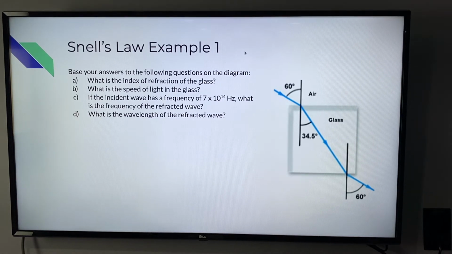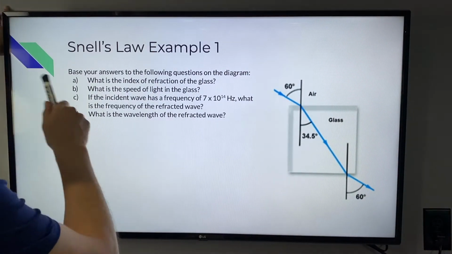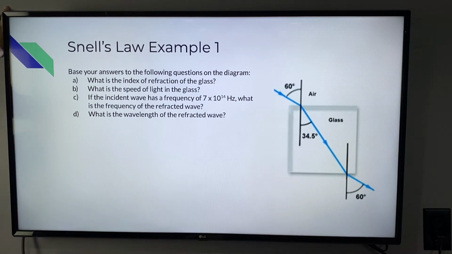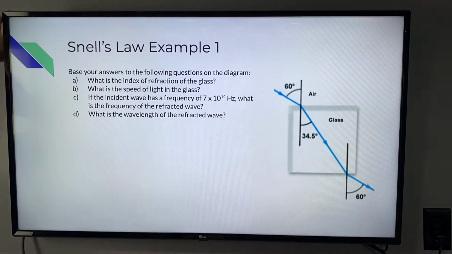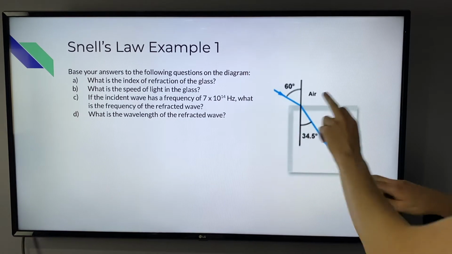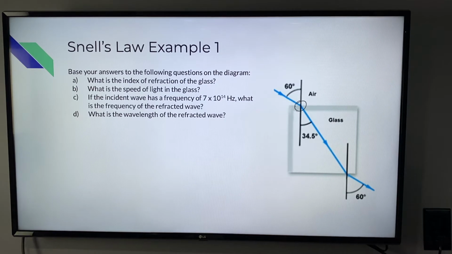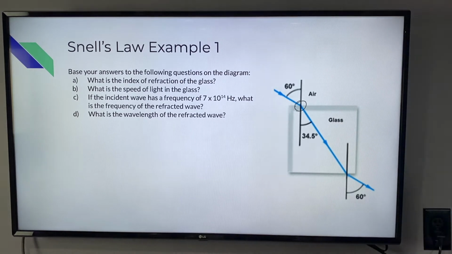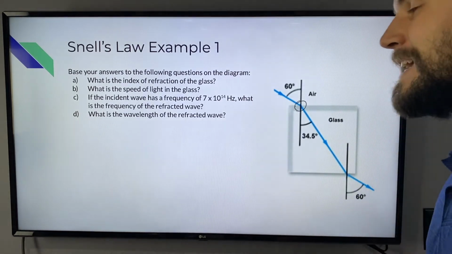Base your answers to the following questions on the diagram on the right. And we want to know some things about this situation. Well, we have air, glass, and it exits the glass back into air. So we're going to only focus on the interaction between one of these boundaries. Yes, there's two refraction events occurring, but we could just focus here for now. We'll be looking at that area there. Our goal is to find the index of refraction of the glass, the speed of light in the glass, the frequency of the light within the glass, and the wavelength of the light within the glass.